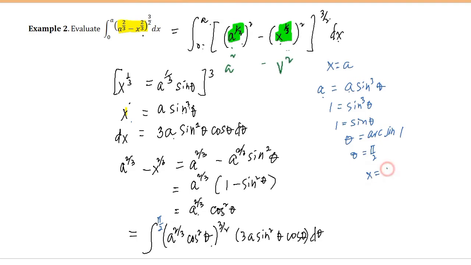If x is equal to 0, we have to substitute in this equation. So we have here 0 is equal to a sine cube of theta, and 0 is equal to sine cube of theta. Taking the cube root both sides, we have 0 is equal to sine of theta, and meaning theta is equal to arc sine of 0. So we have here theta is equal to 0. So meaning the lower limit here is still 0.